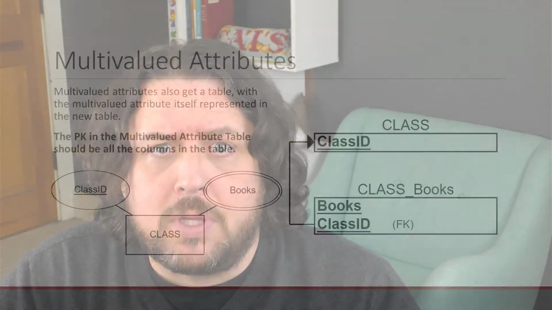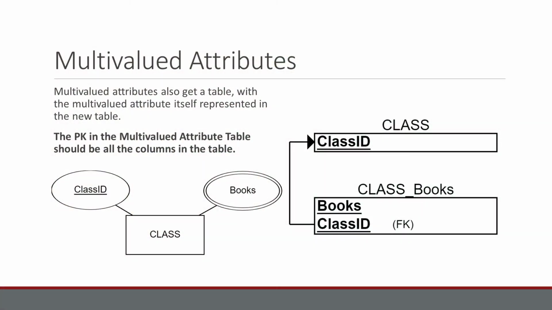Multi-valued attributes are a bit more complicated. Here we have an example of a class which may have multiple books. Since we can't put multiple values into one cell, the simplest way to handle this is to create a new table and have a foreign key linking each book back to the class ID. Now, since we're creating a table, we need to define a primary key. In this case, we're going to have two columns in the table, class ID, which is the foreign key, and books, which is the attribute itself.